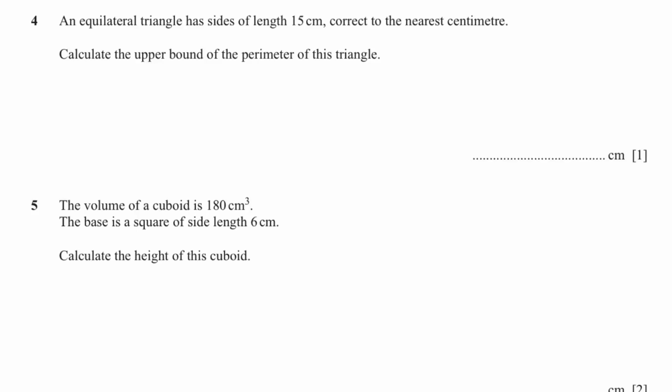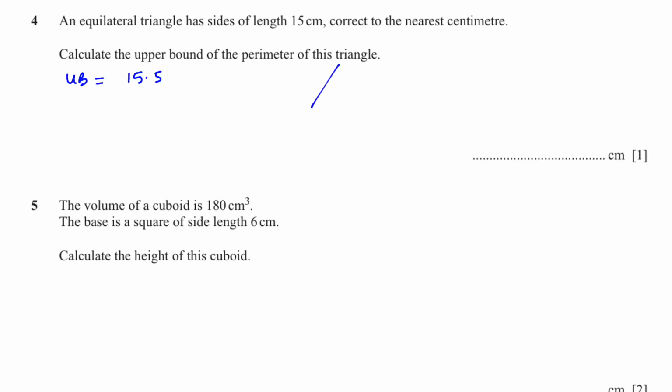Question number 4. An equilateral triangle has sides of length 15 centimeter, correct to the nearest centimeter. Calculate the upper bound of the perimeter of this triangle. So the upper bound of 15 will be 15.5. You have to add 0.5.